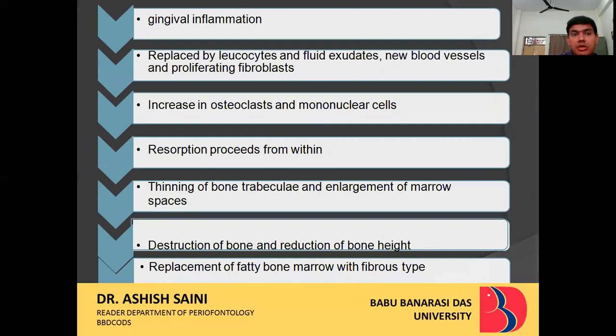Now, as gingival inflammation proceeds, it is replaced by leukocytes and fluid exudates, new blood vessels and proliferating fibroblasts. Then there is an increase in osteoclasts and mononuclear cells, resorption proceeds from within, with thinning of bone trabeculae and enlargement of marrow spaces. And there is destruction of bone and reduction of bone height. Finally, there is replacement of fatty bone marrow with a fibrous type of bone marrow.